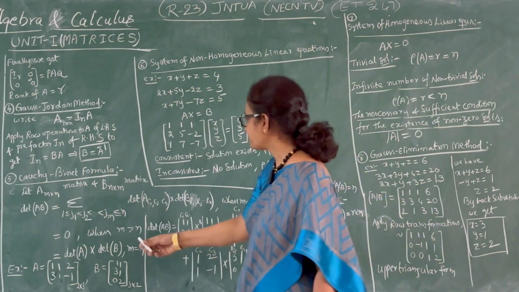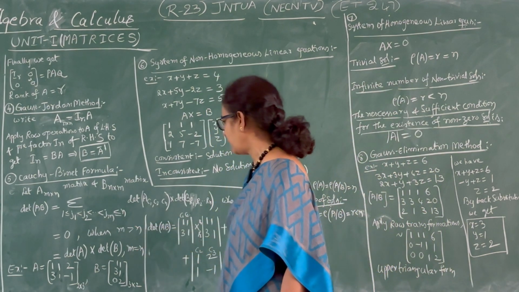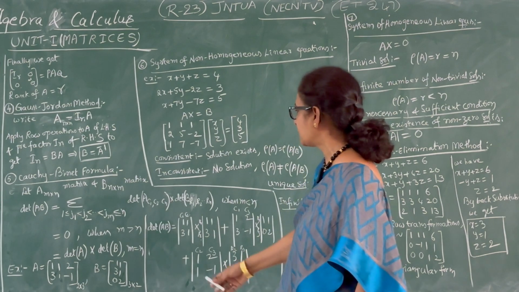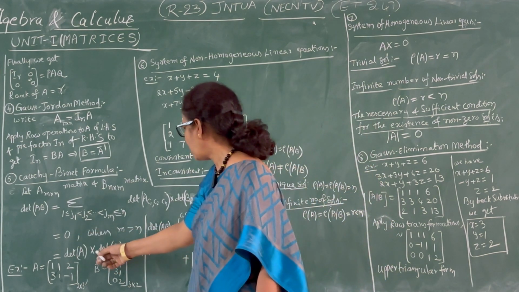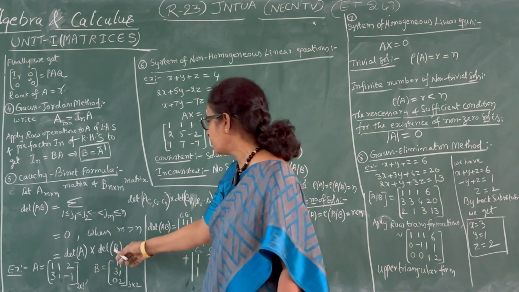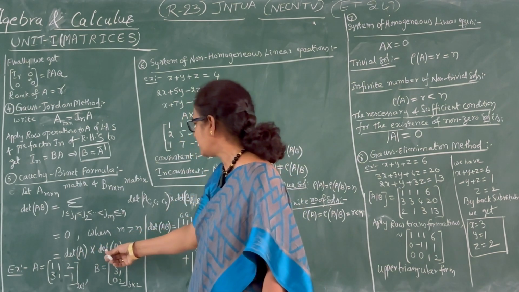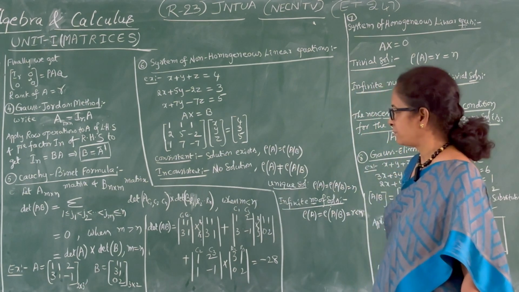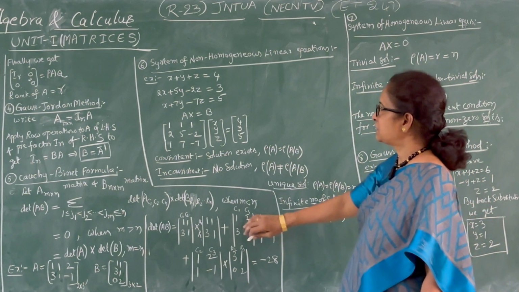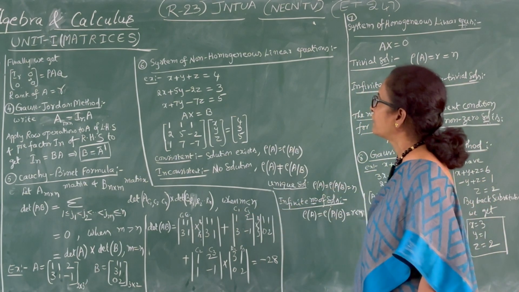When m is greater than n, the number of rows is greater than the number of columns, and its value is 0. Next, when m is equal to n, we calculate det A into det B individually, so you will get the det of AB value. So this is about the Cauchy-Binet formula.